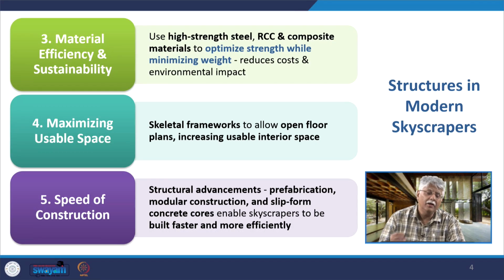Now third is material efficiency and sustainability. We use high strength steel today, we use RCC and we use composite materials to optimize the strength of the material, whilst minimizing the weight. Thus we reduce cost and the environmental impact. We optimize strength while reducing the weight of the product. We try to reduce both cost and the environmental impact.